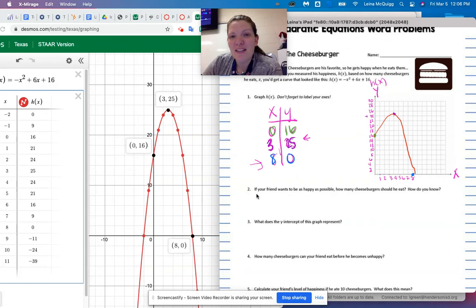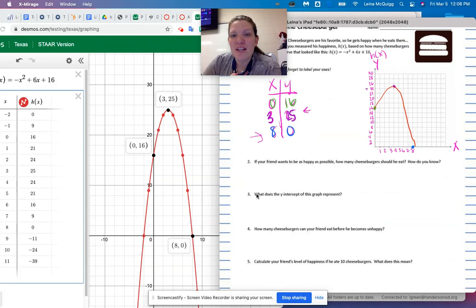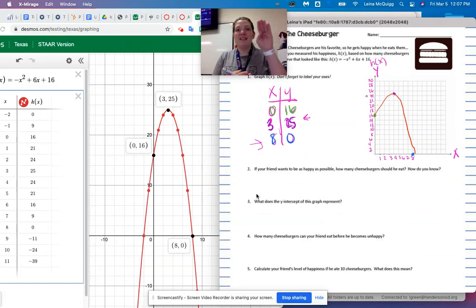We've graphed our parabola. The next question: if your friend wants to be as happy as possible, how many cheeseburgers should he eat? How do you know? Okay, so what's happening here is on the bottom, this is the number of cheeseburgers he's eating on my x-axis. On the y-axis is his level of happiness, from 0 to 30.